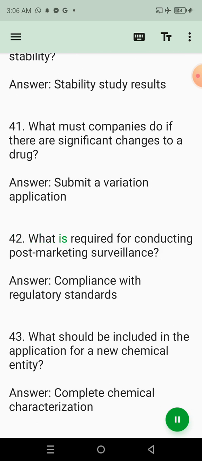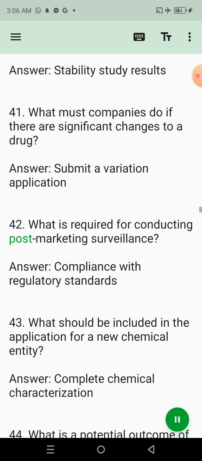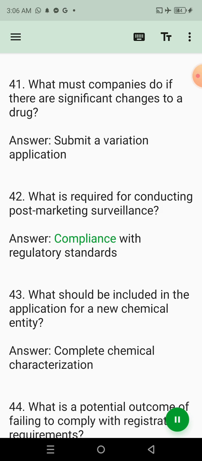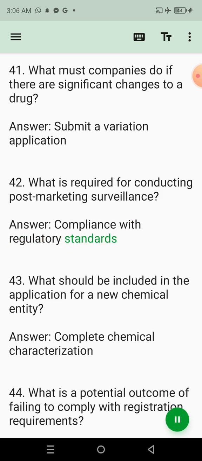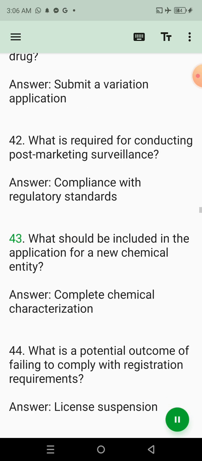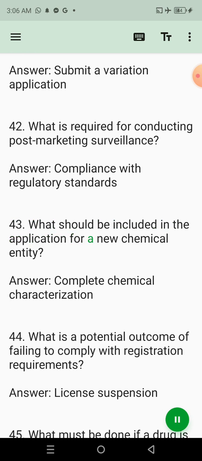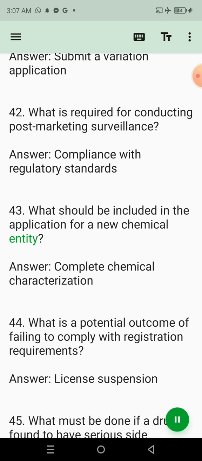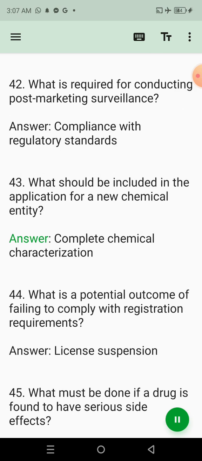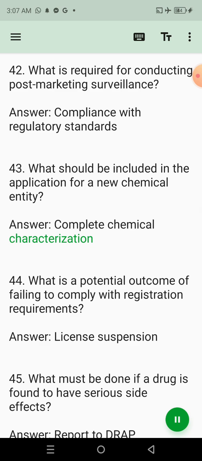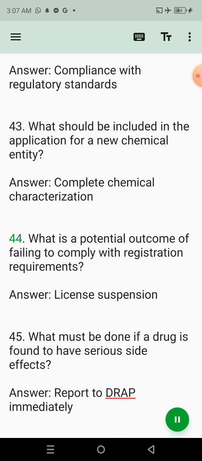42. What is required for conducting post-marketing surveillance? Answer: Compliance with regulatory standards. 43. What should be included in the application for a new chemical entity? Answer: Complete chemical characterization.